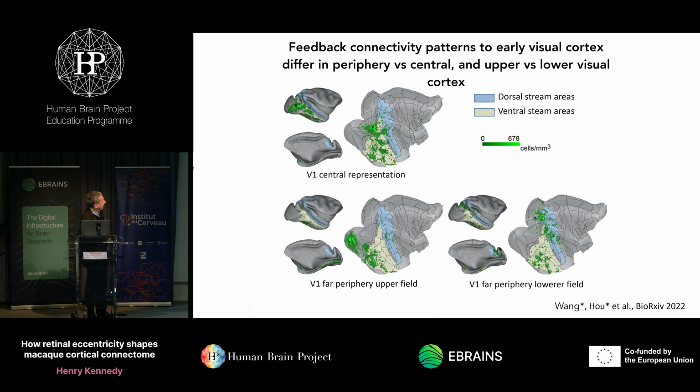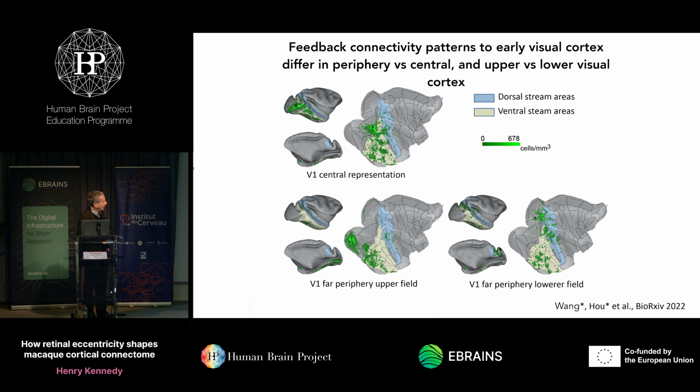So here's the anatomy. This is area V1, central representation. We've made a tracer injection here. This is that dorsal stream in pale blue. This is the ventral stream here in pale yellow. And you can see that there's a dominant connectivity coming back from, these are the projections from the ventral stream to the injection site. These are the feedback connections.